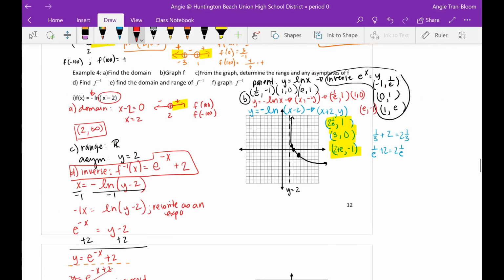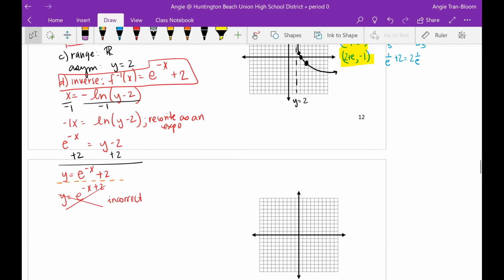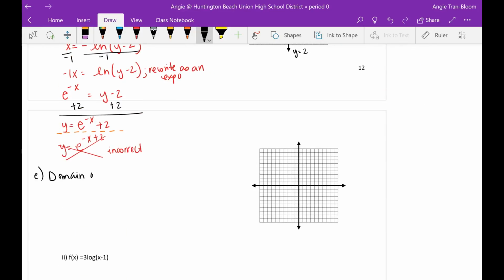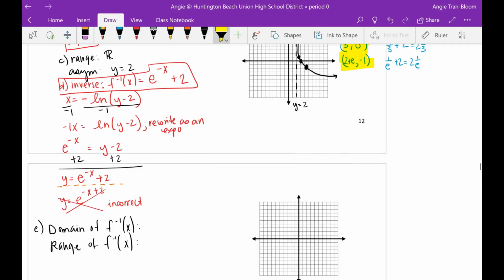Next, what was the next one? E, find the domain and range of f inverse. I'm going to put it right here. Domain of f inverse, range of f inverse. Now this is quite easy, because if I know the domain and range of f, I can find the domain and range of f inverse. The domain of f inverse is the range of the regular, and the range of the regular is right here. So the range of the regular is now the domain of the inverse.